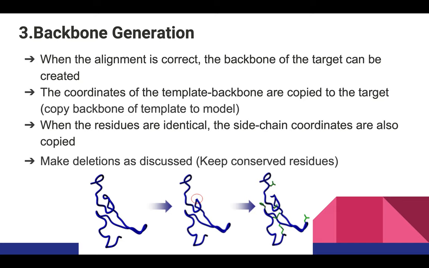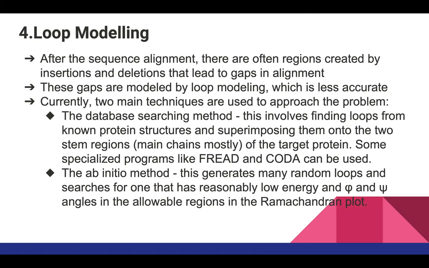So when the references are identical, the side chain coordinates are also copied. This is followed by the fourth and fifth steps. Along the way, they also make deletions as discussed, and of course keep the conserved residues. Those that are not conserved will more or less be deleted.